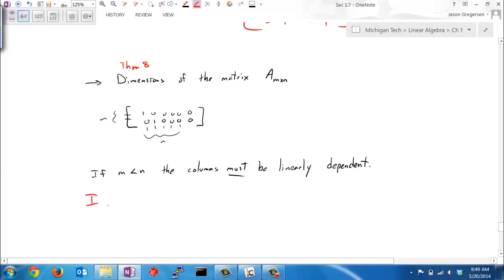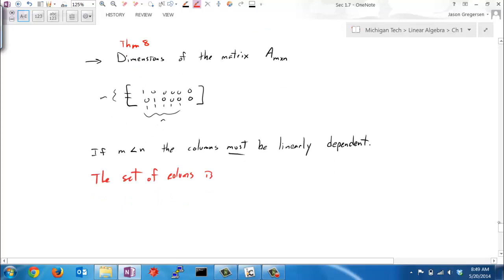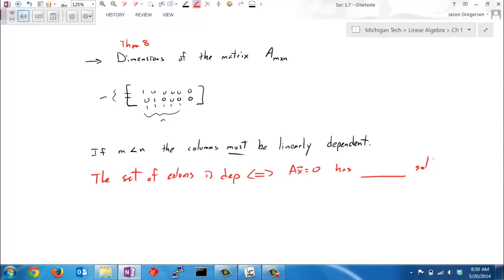This means the set of vectors, a set of columns, is linearly dependent. Which is the same thing as saying that AX equals 0 has what kind of solutions? Just trivial or non-trivial? So if M is less than N, we have linearly dependent column vectors. That tells us that AX equals 0 has what kind of solutions?